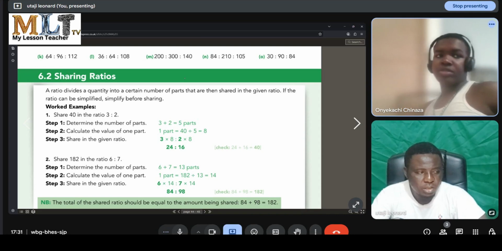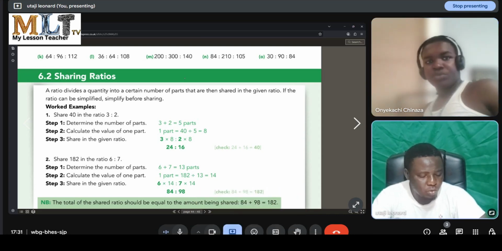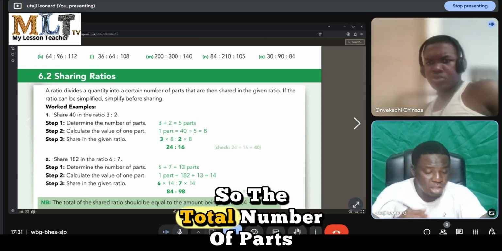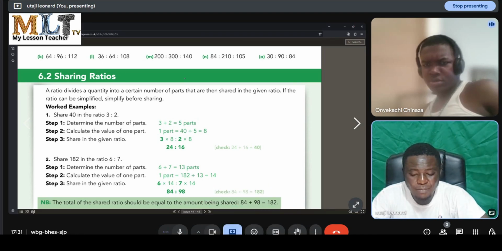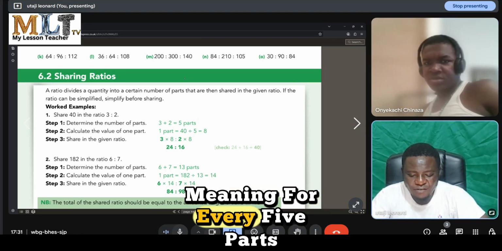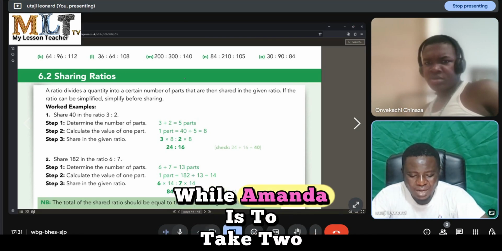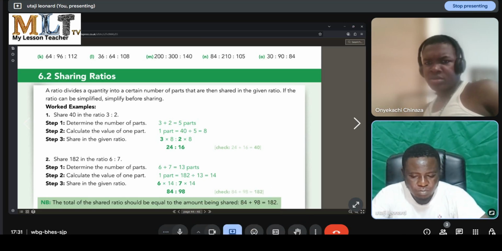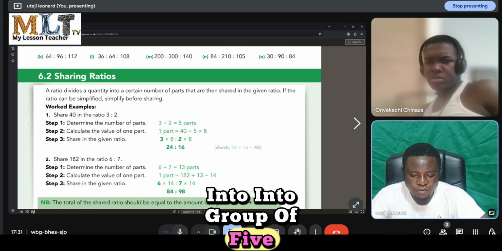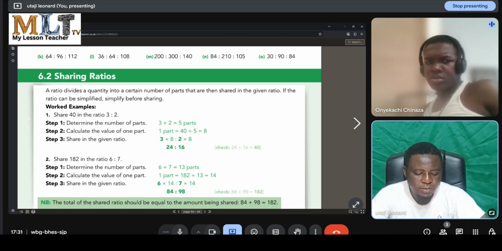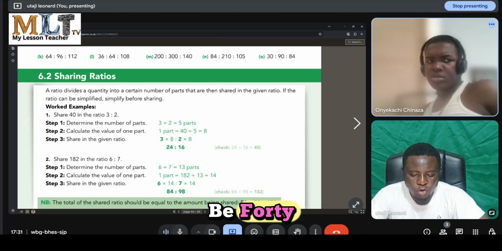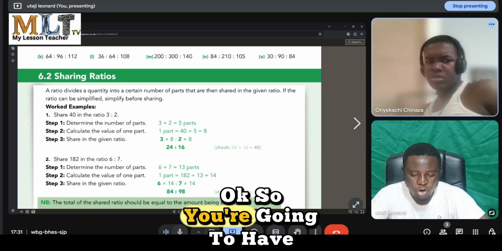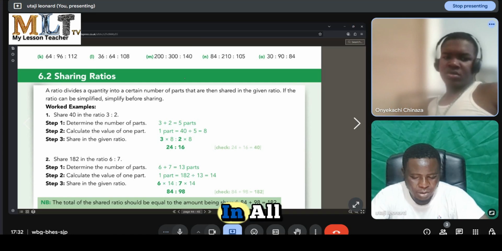Step 1 says you should determine the number of parts. The total number of parts both of you are taking is 5 parts. Meaning for every 5 parts, you take 3 parts, while Amanda takes 2. If you break down 40 into groups of 5, how many will you get? Step 2 says calculate the value of 1 part. So 1 part is 40 divided by 5, which is 8.